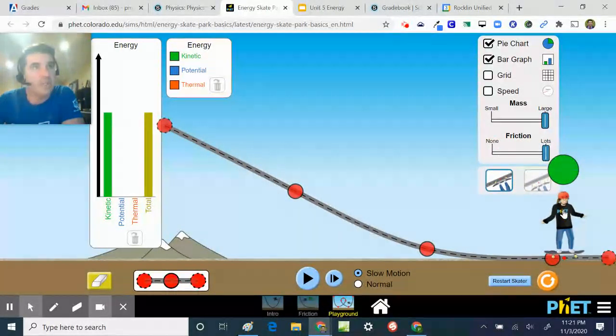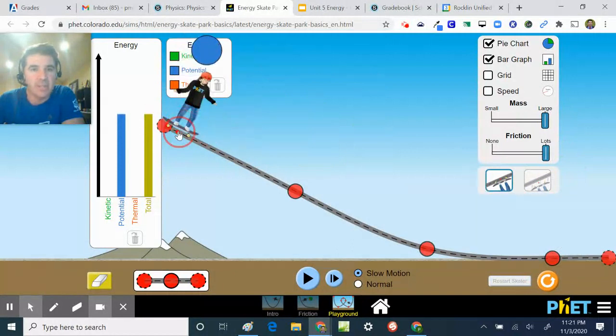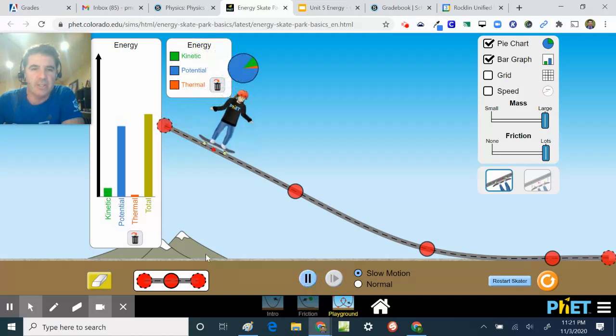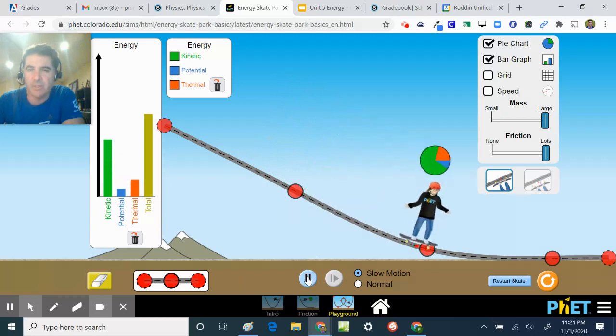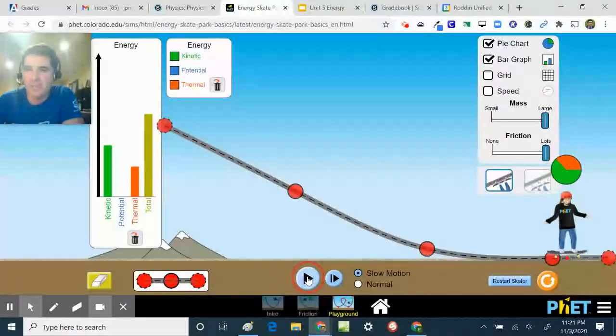And so here I'm going to do the same thing. I'm going to start the skater off here, but this time I'm going to add friction, and you'll see that friction is called thermal energy. It builds up heat, and it is in slow motion, but it is going slower than normal. And so that speed there at the end is less by this amount.